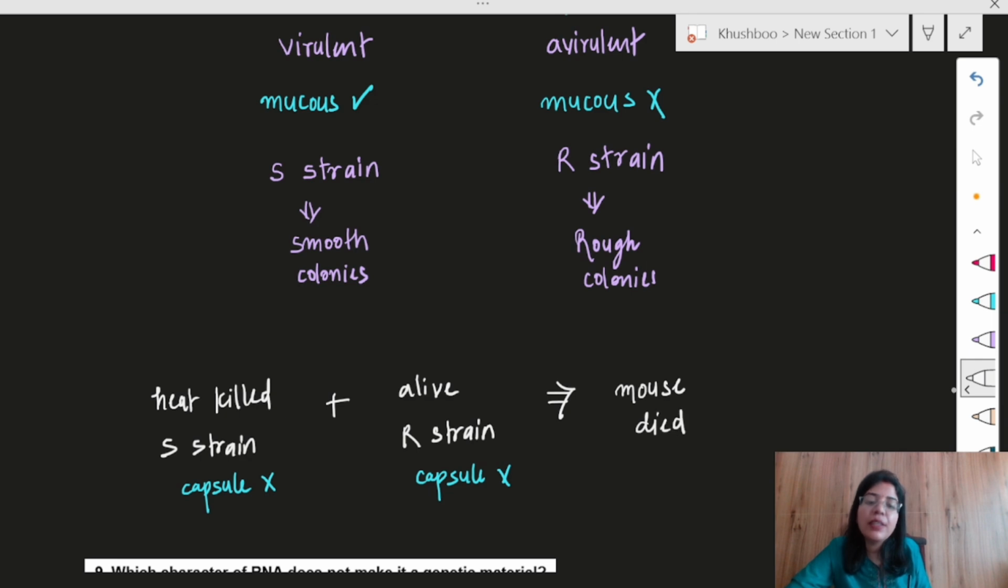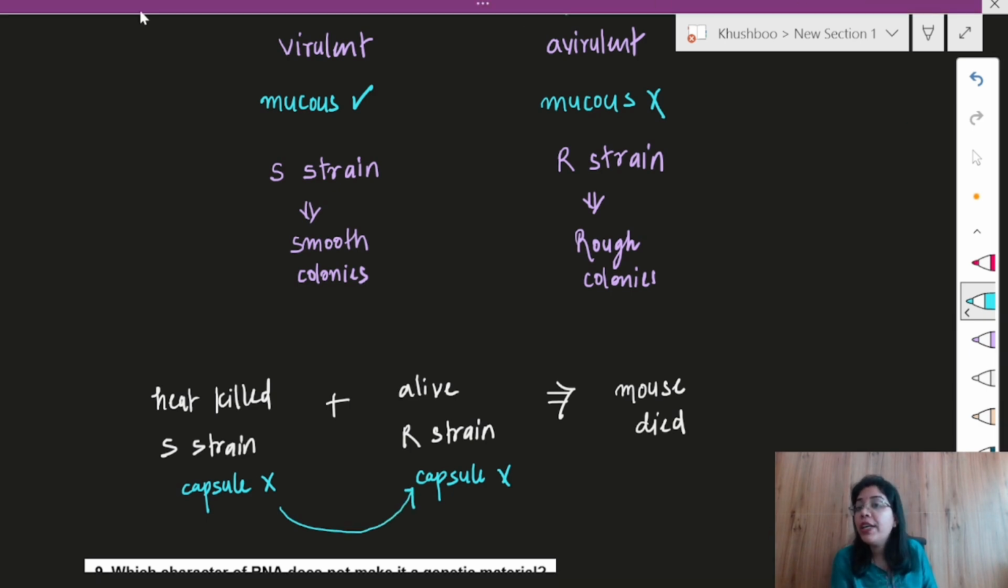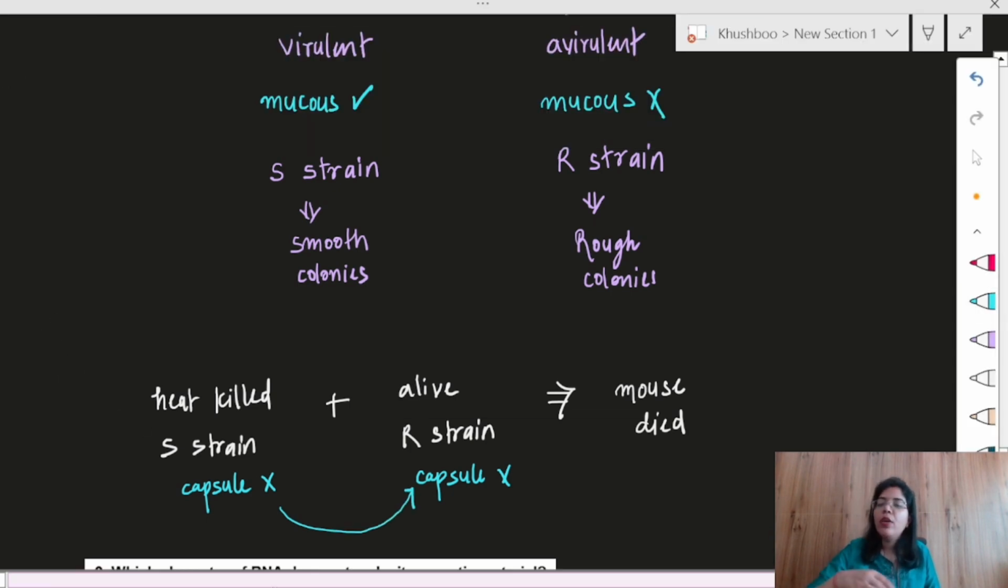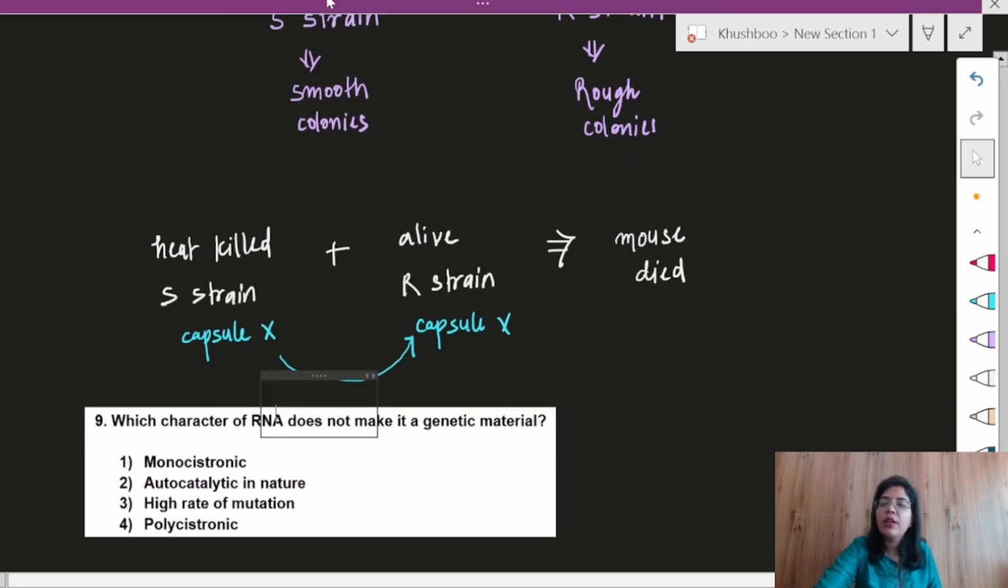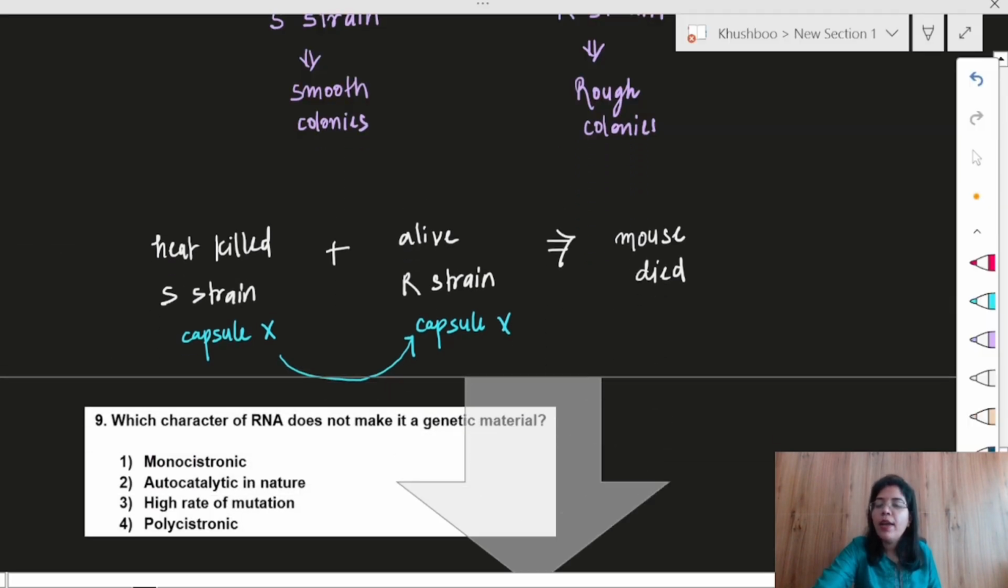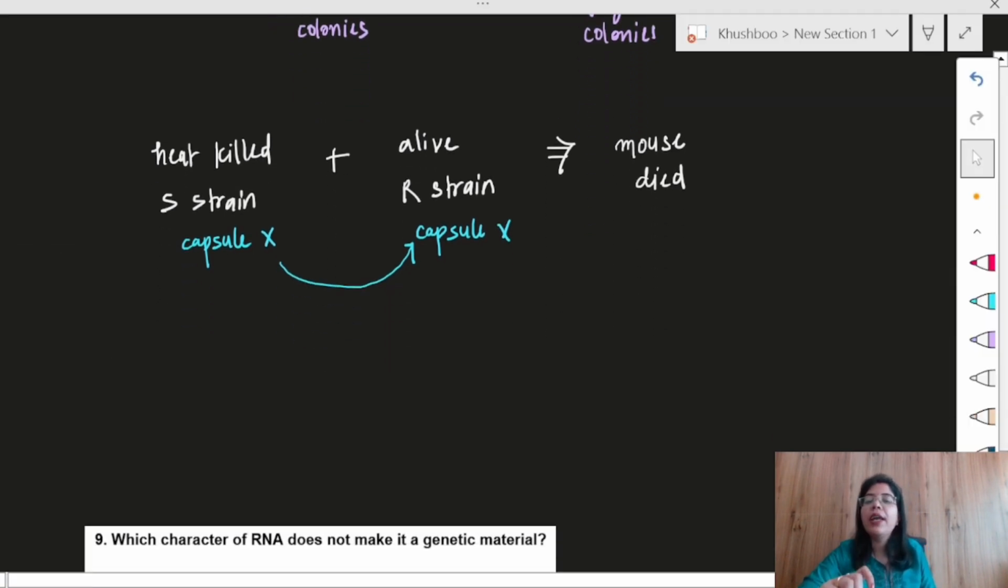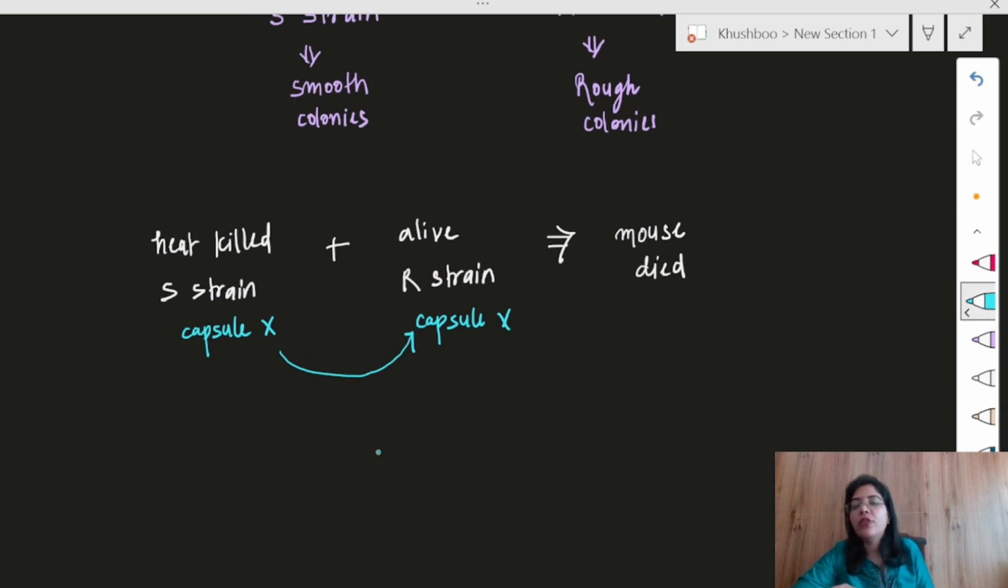Okay, the mice died because the experiment was done on so many mice. So what you have to understand here is that something passed from the heat-killed S strain to the R strain, and it transformed this R strain into S strain. Something got transformed from S strain to R strain and converted that R strain into S strain.